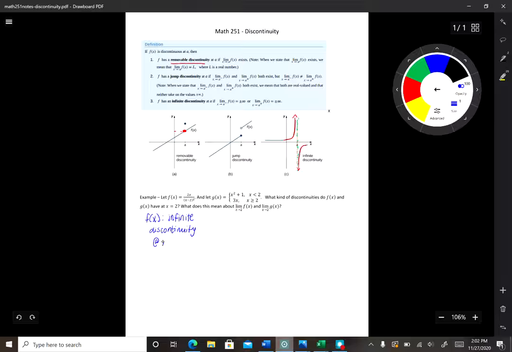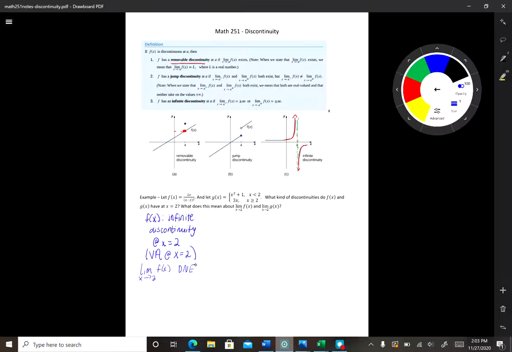Which also means that we have a vertical asymptote. I'm going to abbreviate that as VA, vertical asymptote at x equals 2. Okay, what does this mean about the limit as x goes to 2 of f of x? Well, since our limit is plus or minus infinity, in this case plus infinity, on either side of x equals 2, this limit does not exist. So we'll write that the limit as x approaches 2 of our function does not exist.